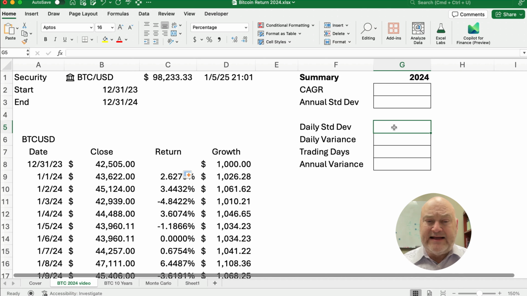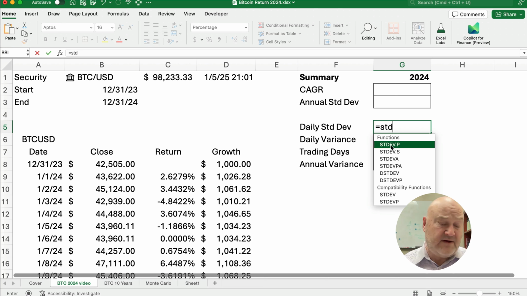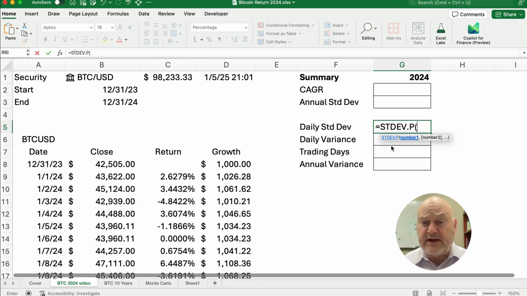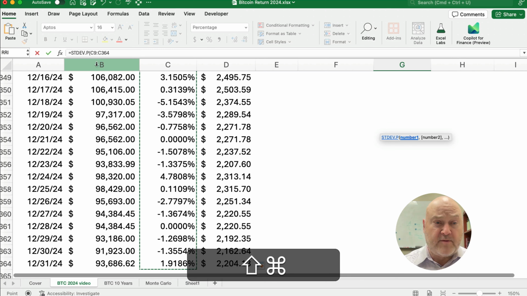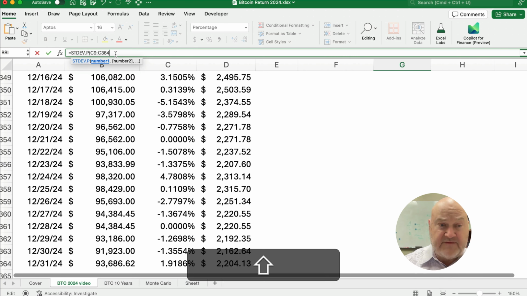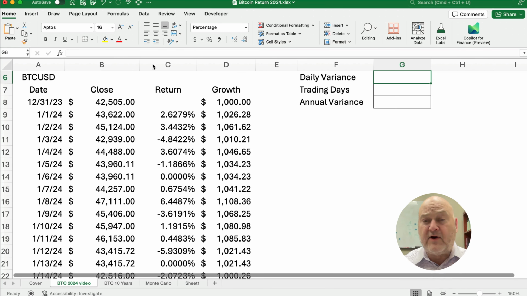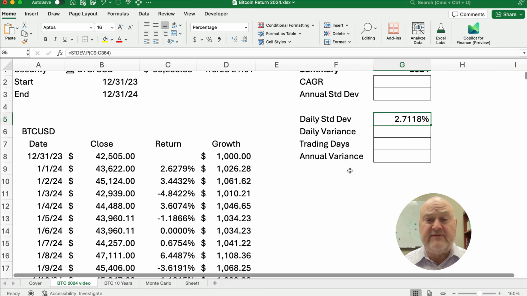So what is our daily standard deviation? So this right here, what is the daily standard deviation of our returns? So I'm going to start with standard deviation, and since we have all the returns for the year, I'm going to do standard deviation of the population. And all I have to do is take all the numbers and highlight those. And so that's my formula. So for 356 days, or whatever the number of days are, that's our standard deviation for the daily returns.